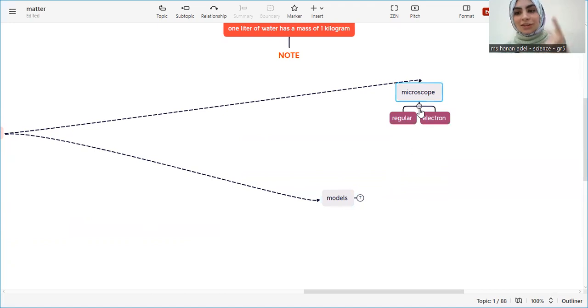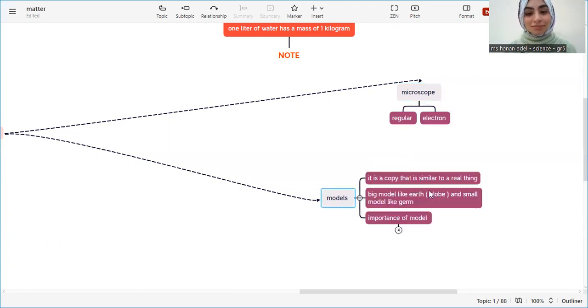Microscope. We learned that we have two types of microscope: the regular microscope and the electron microscope. The regular one, which is the light one, is a good one, but the electron one is more powerful. We use it for the things that are smaller, the things that we can't see using the regular one, like the particle of a blood cell, for example. This is so hard for the regular one to see. This is the microscope.